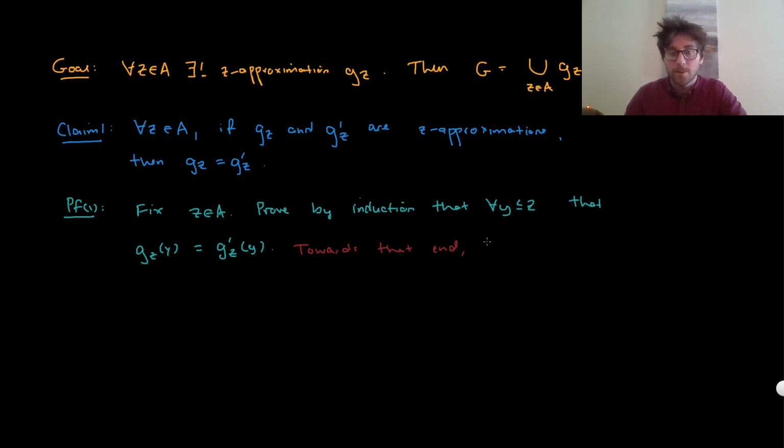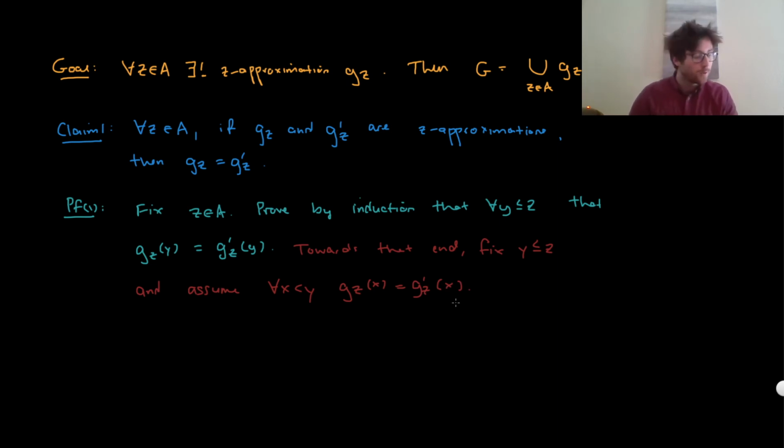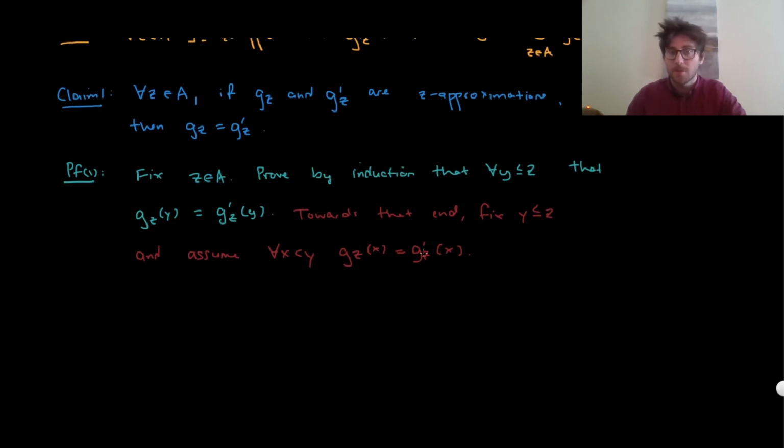So towards that end, we can fix y that's less than or equal to z, and assume that for all x that's less than y, we have that g sub z of x is equal to g sub z prime of x. And what's our goal? Our goal is to show that g sub z of y is equal to g sub z prime of y. Well, why does this follow? We can just write out the definitions of what a z approximation is.